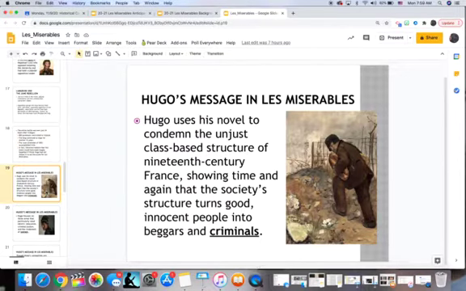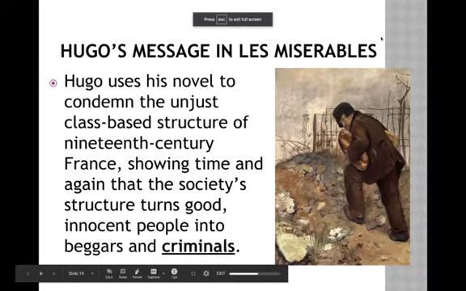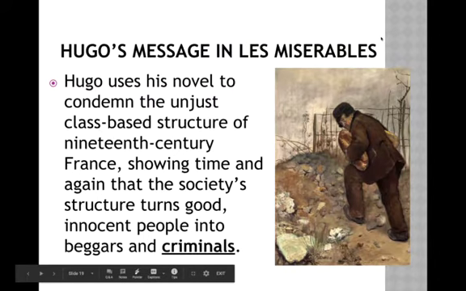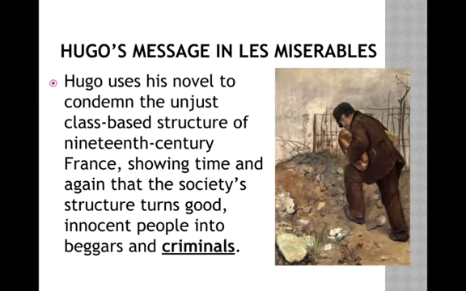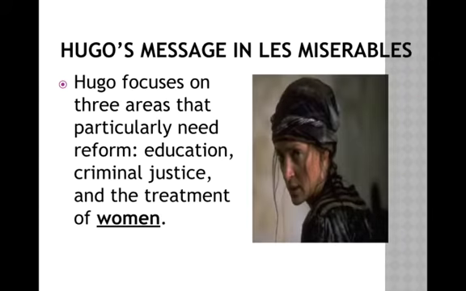Now, the central message in Les Miserables, there's a couple that I want to present to you going into this so your mind's prepared. Hugo uses this novel to condemn the unjust class-based structure of 19th century France. He shows that time and time again, the way society is set up in the three estates, and the way things are configured within those estates, turns good, innocent people into beggars and criminals. And you'll see that explored through the main character, Jean Valjean.